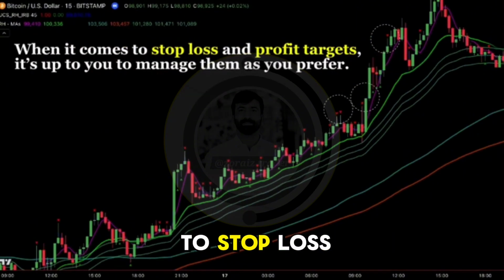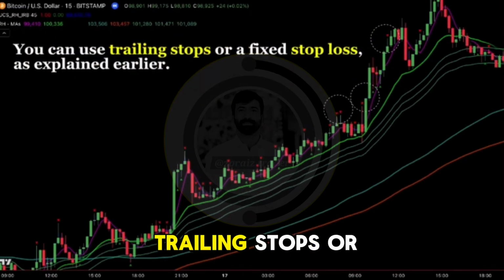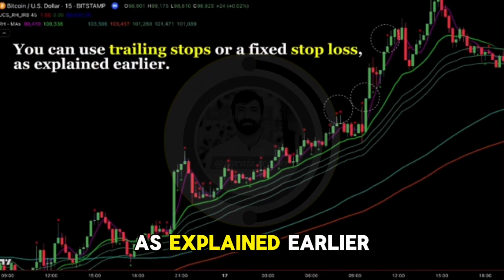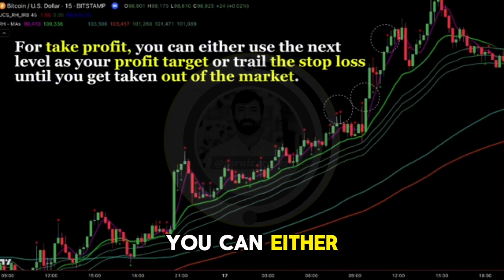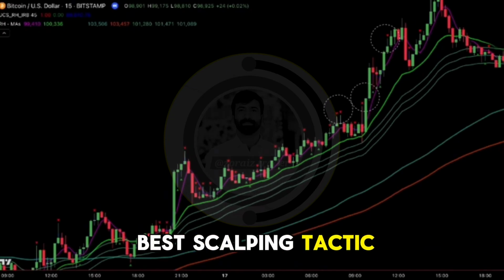Okay, when it comes to stop loss and profit targets, it's up to you to manage them as you prefer. You can use trailing stops or a fixed stop loss as explained earlier. For take profit, you can either use the next level as your profit target or trail the stop loss until you get taken out of the market. This is the best scalping tactic.